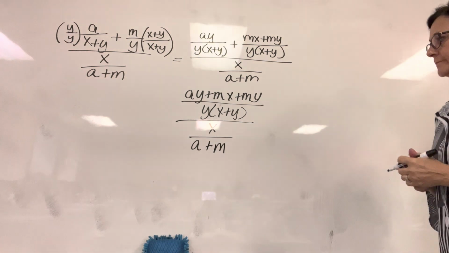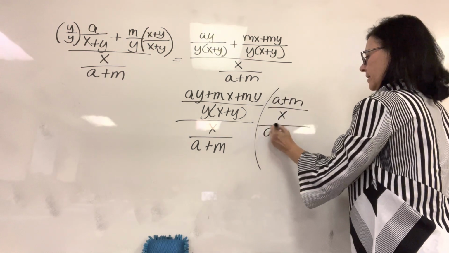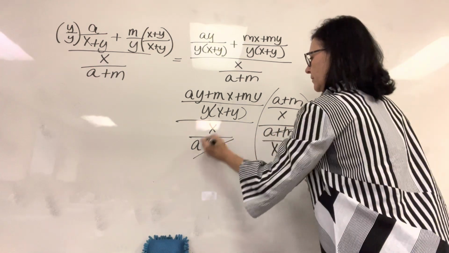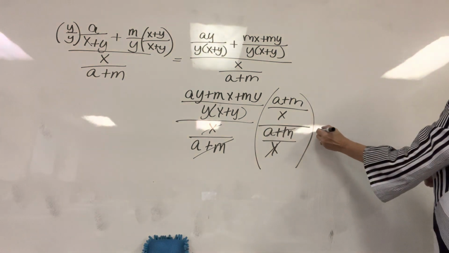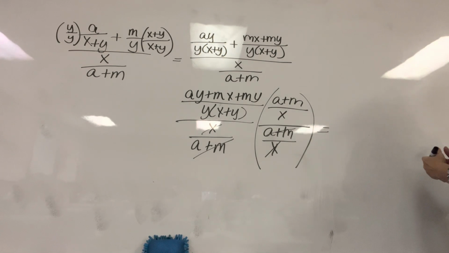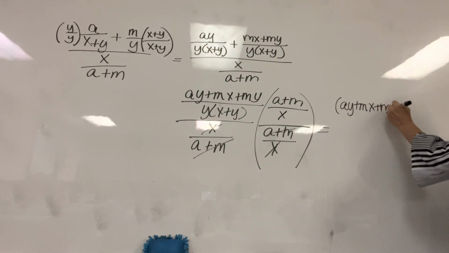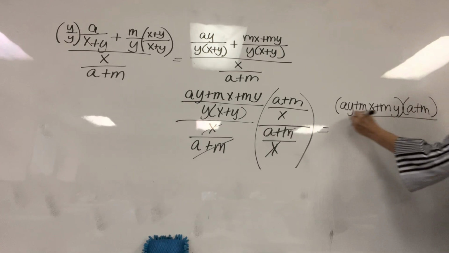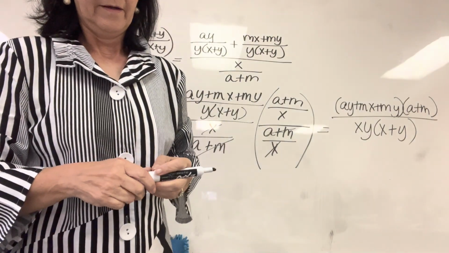Then what, Jake? Multiply by the reciprocal of the denominator. Correct. A plus m over x over a plus m over x. My denominator eliminates. I don't see that I can eliminate anything. I could multiply all this out, but I don't think I'm going to be able to eliminate anything. So I'm going to write it ay plus mx plus my times a plus m, over x, y, x plus y. You don't have to multiply the numerator out. You can, but not necessary.